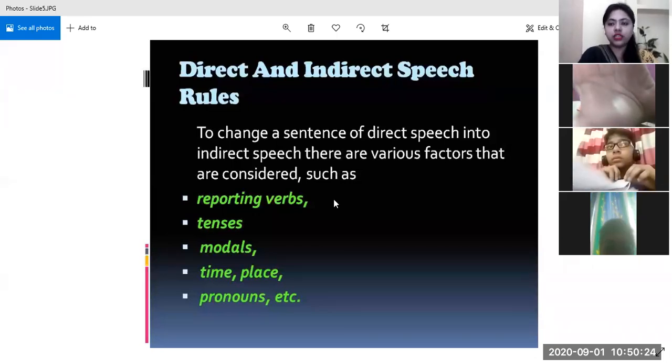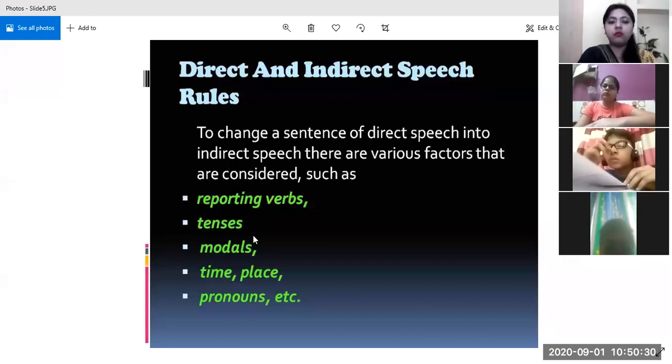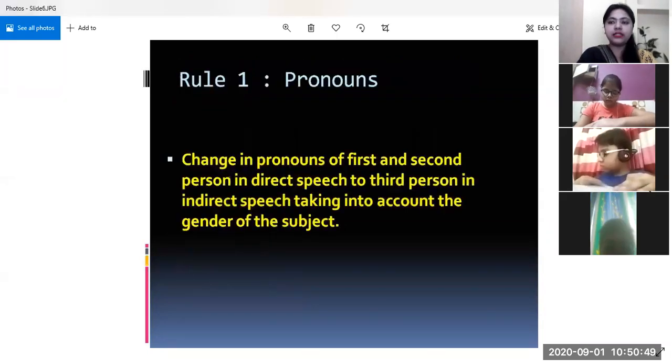So where do changes come? They come in the reporting verbs, then tenses, modals, time, place, pronouns. These are some of the examples where changes come when we are changing a sentence from direct speech to indirect speech. All these things change, and how, that we will learn. Now, rule number one, let us start with the pronoun. What happens to the pronoun? The pronouns change when the pronoun is in first person or second person in the direct speech. Then it changes to the third person in indirect speech.